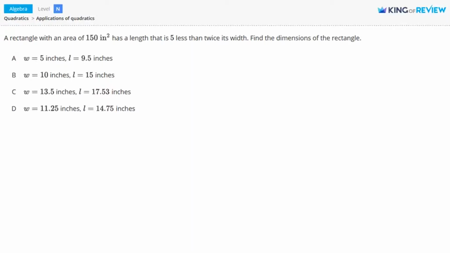A rectangle with an area of 150 square inches has a length that is 5 less than twice its width. Find the dimensions of the rectangle. So first, let's draw a picture of our rectangle here. We're told that the area of this rectangle is 150 square inches, and that the length is 5 less than twice the width.